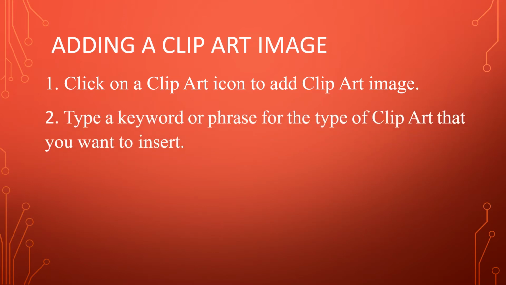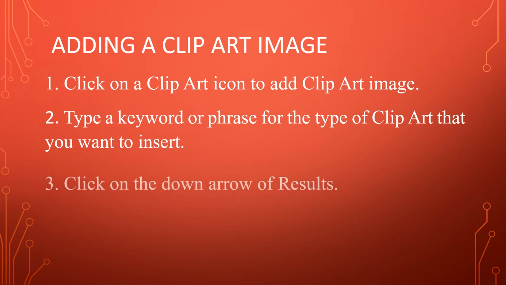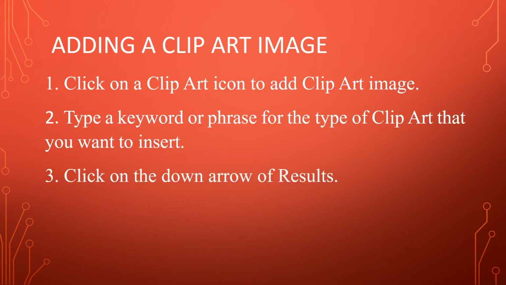Then type a keyword or phrase for the type of clip art that you want to insert. Suppose I want to insert the picture of computer. So in the search box, I'm going to write computer, and whatever clip art is available on your system, it will show there. Then you have to click on the down arrow of the results, and then you can click the image you want to choose and then click on Go.